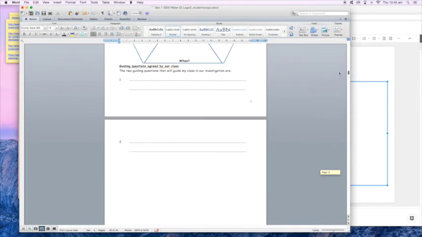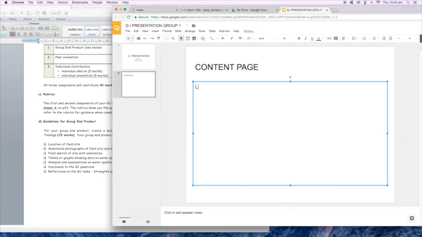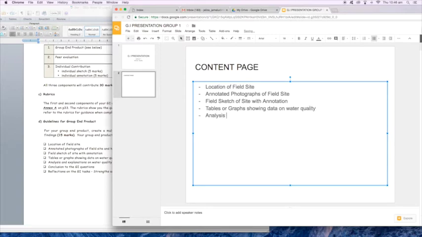So you refer back to your GI log. First, you need to make sure you state the location of your site, and then annotated photographs of your site, your sketch of the site with annotation, tables or graphs showing data on water quality, analysis and explanations on water quality, and conclusion to the GI question and reflections.